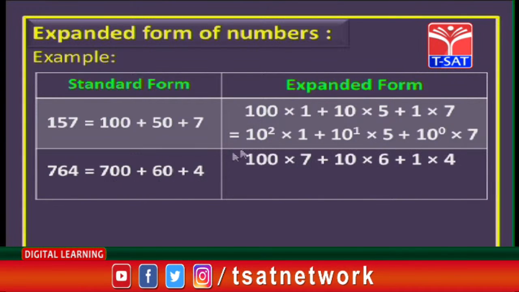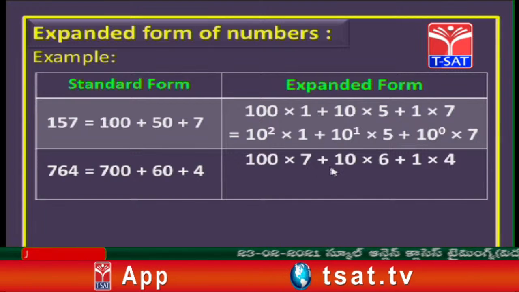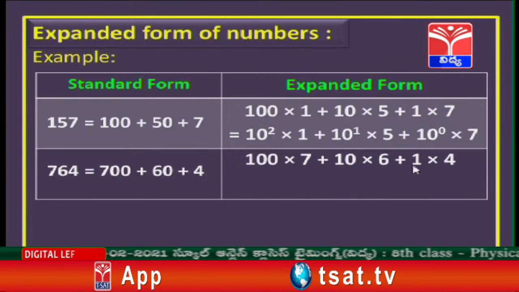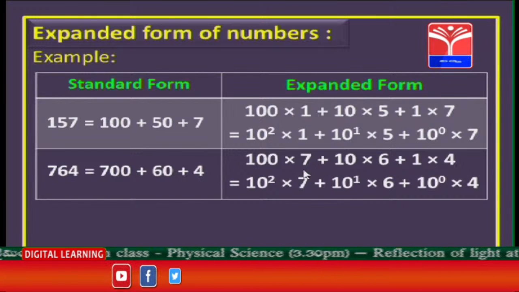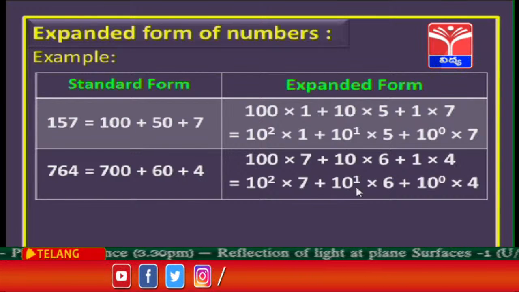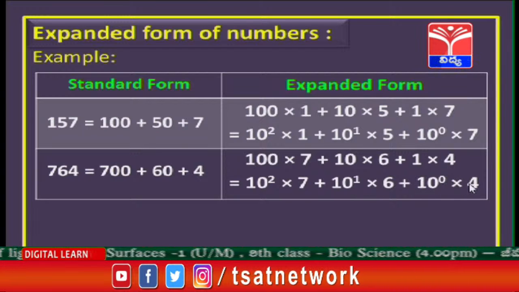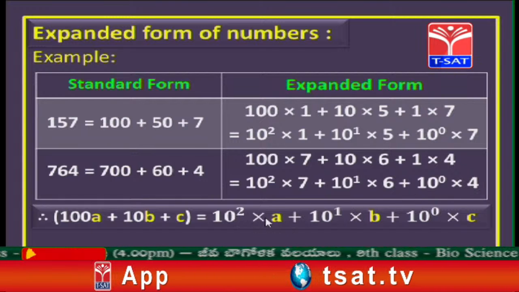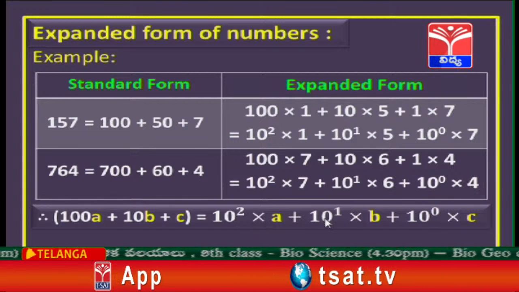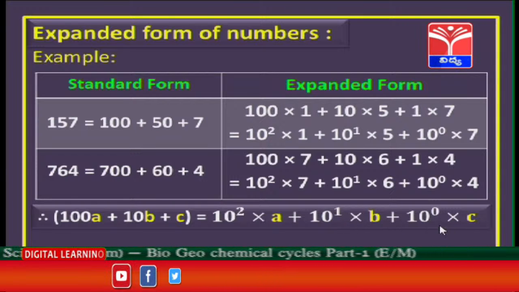So, in the same way as done in the previous case, we write it as 100 into 7 because we have 700, plus 60 is written as 10 into 6, and 4 we are writing it as 1 into 4. Again, 10 is written as 10 square, into 7, plus 10 to the power of 1 into 6, plus again 1 is written as 10 power 0 into 4. So, 100a plus 10b plus c can be written as 10 square into a plus 10 to the power of 1 into b plus 10 to the power of 0 into c.